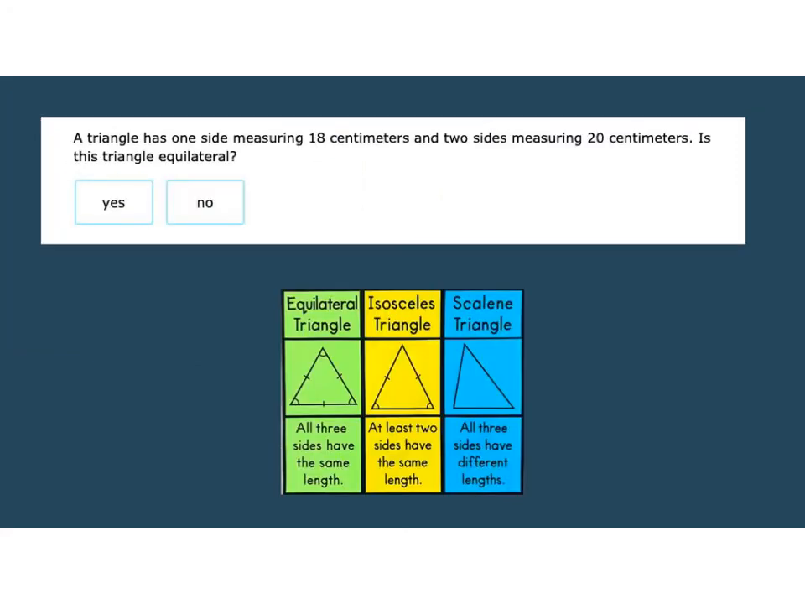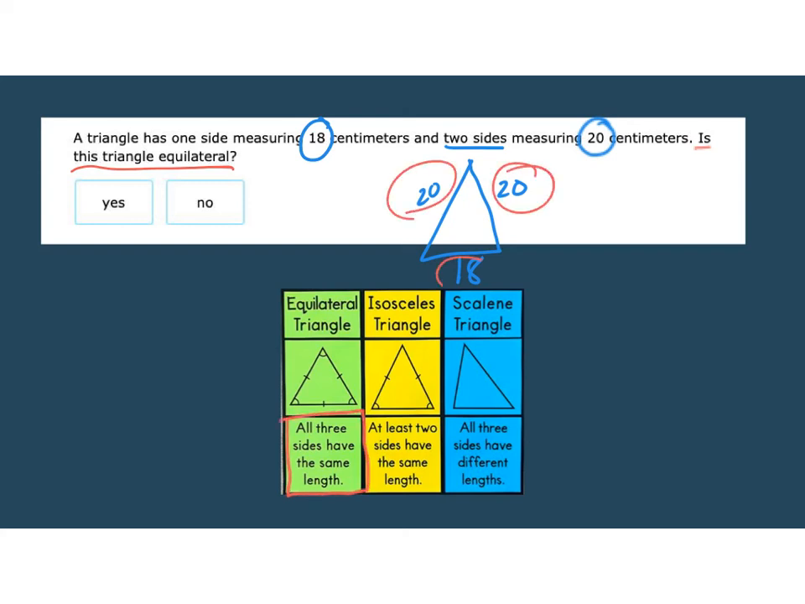All right, a triangle has one side measuring 18 centimeters and two sides measuring 20 centimeters. Okay, so I'm going to draw that triangle. We have one side that has 18 and two sides that have 20. Okay, let's look at our definitions. Oh, what's the question though? Is this triangle equilateral? Well, equilateral says all three sides have the same length. Are these all the same length? No. So the answer would be no. They are not all the same length. 18 is not the same as 20.